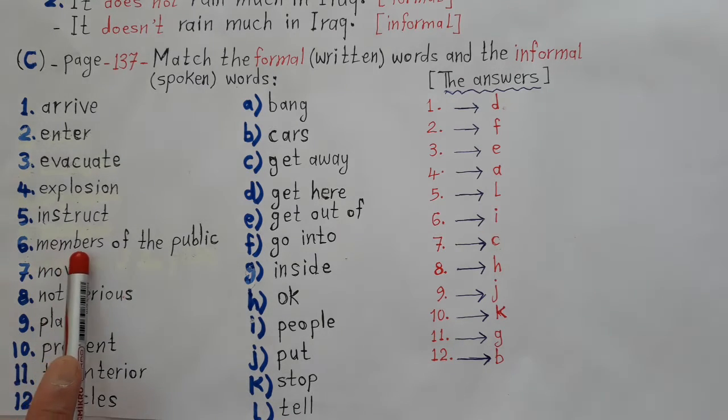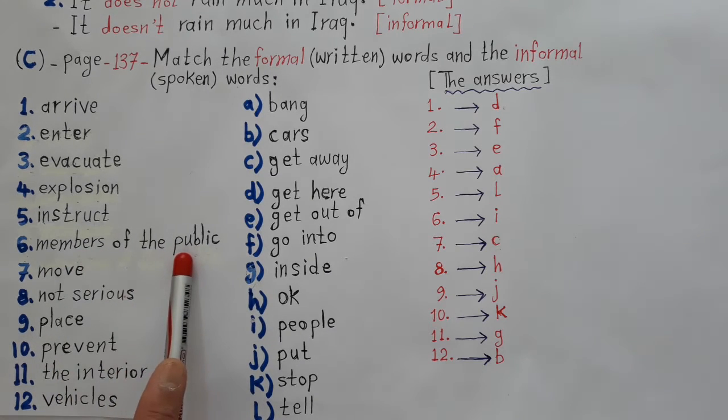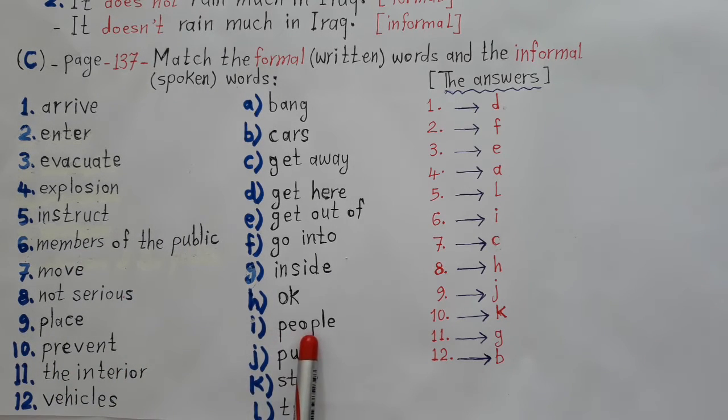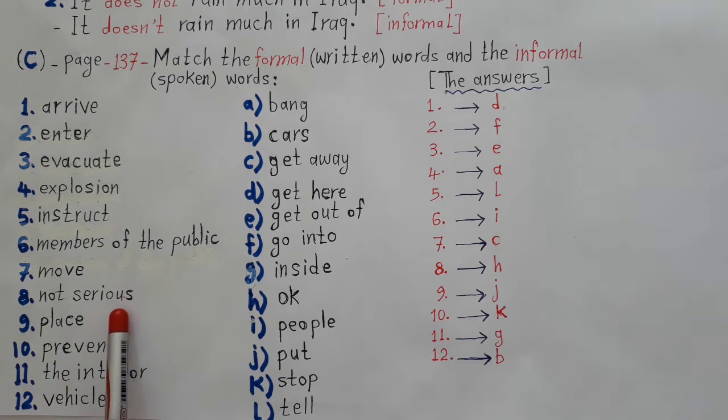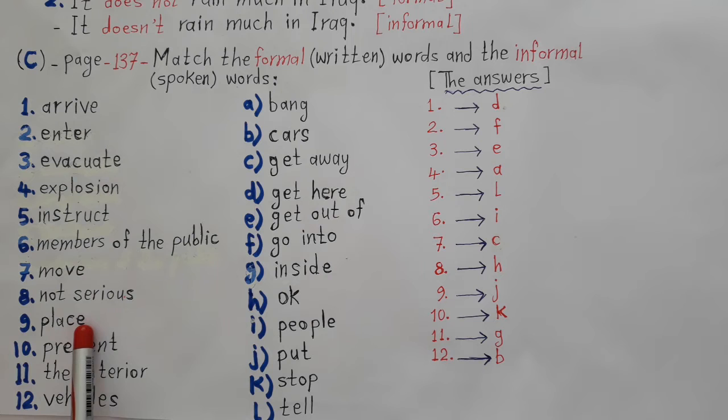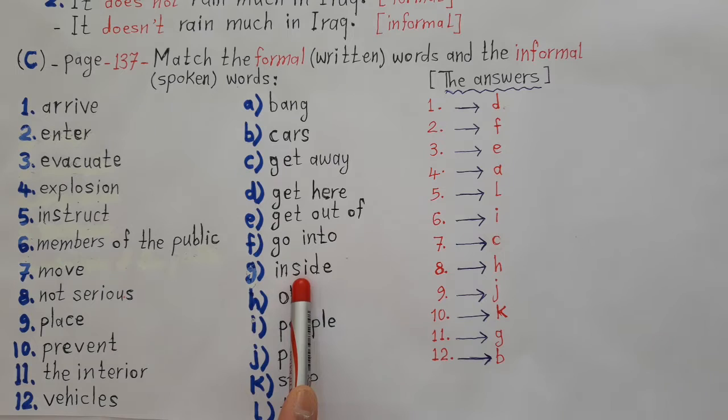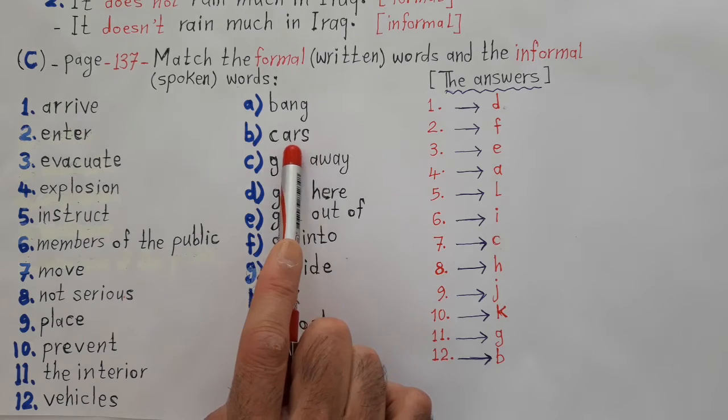Number six, members of the public, أفراد من عامة الناس, مع people, أشخاص أو ناس. Move, يتحرك, الجواب get away. Not serious, ليس خطيرا أو ليس بليغا, مع okay. Place, as a verb, كفعل, يضع, مع put. Prevent, يمنع, stop. The interior, الداخل, inside, داخل. Vehicles, مركبات, مع cars, سيارات.